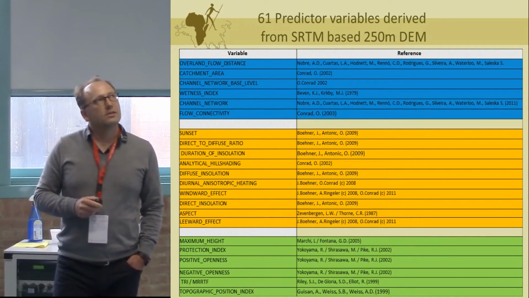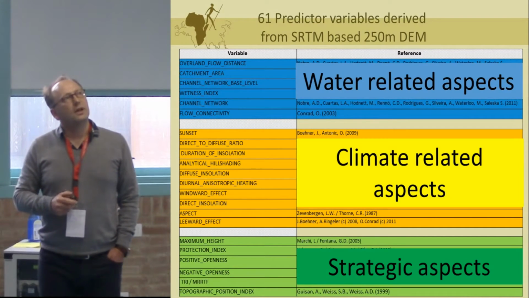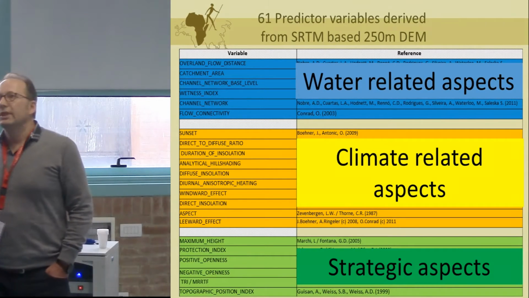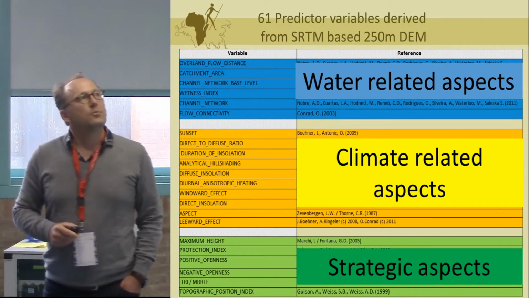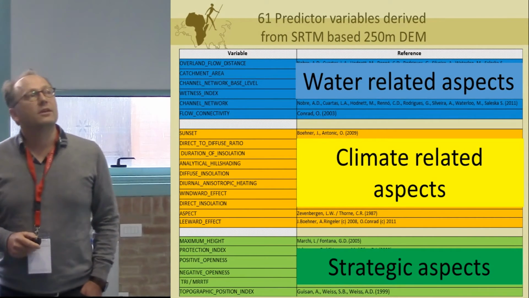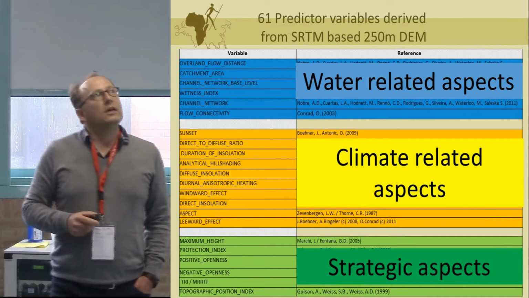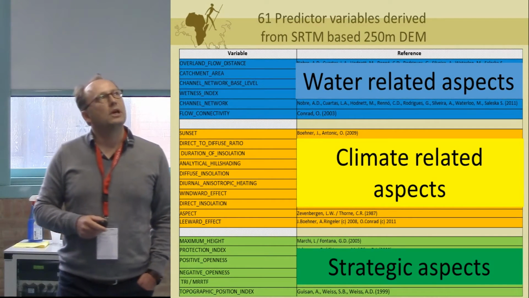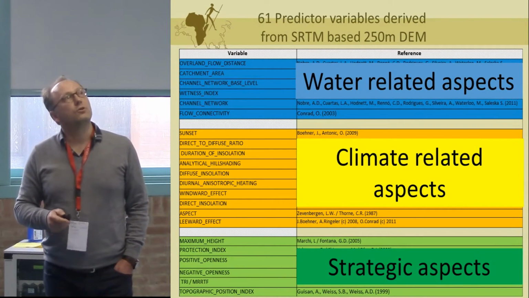I already presented last year the different predictor variables that we classified in three different classes. There are the predictor variables that are representing water-related processes, there are topographic indices representing climate-related aspects, and there are topographic indices that are representing strategic aspects. So we can classify the 61 predictor variables we derived from the digital elevation model, in this case the SRTM, which we resampled to a resolution of 250 meters, into these three different classes representing different environmental conditions.